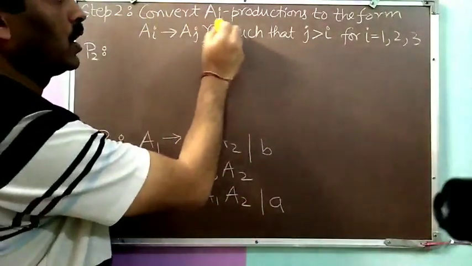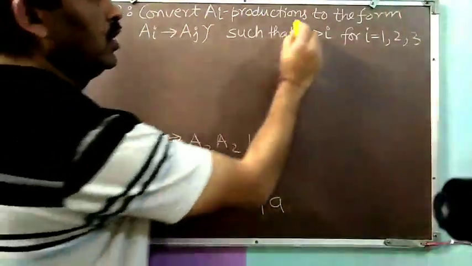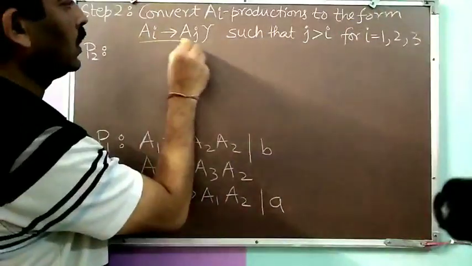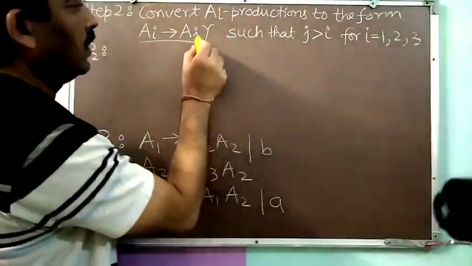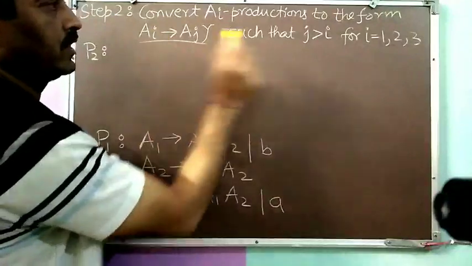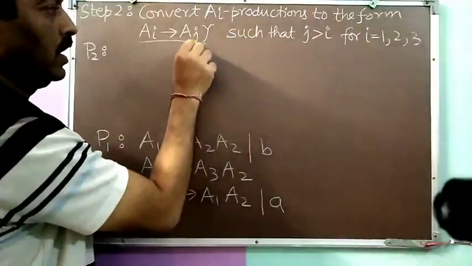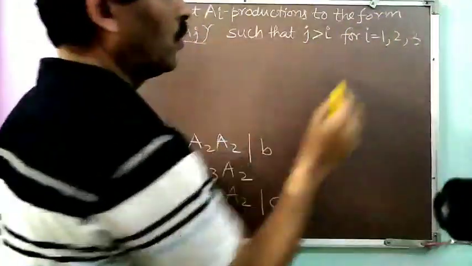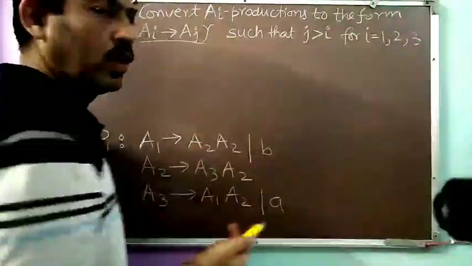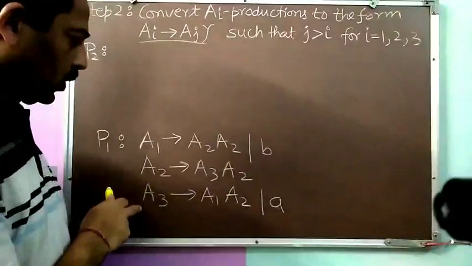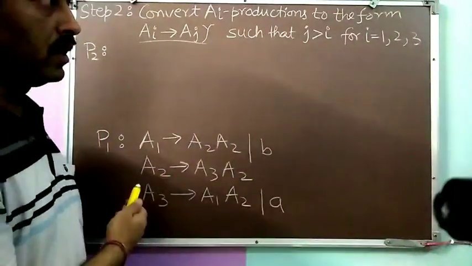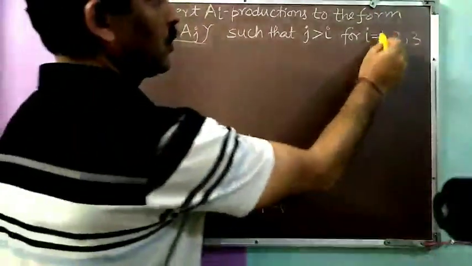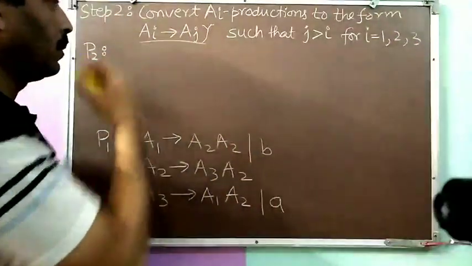In step 2, we have to convert all Ai productions to the form Ai to Aj gamma, such that the index j is greater than index i. So j is greater than i, meaning the index here should be greater than the index here. And this we have to do for all the productions. We have only three variables, A1, A2 and A3, so there are three Ai productions. So for i equal to 1, 2 and 3, we will be performing it.